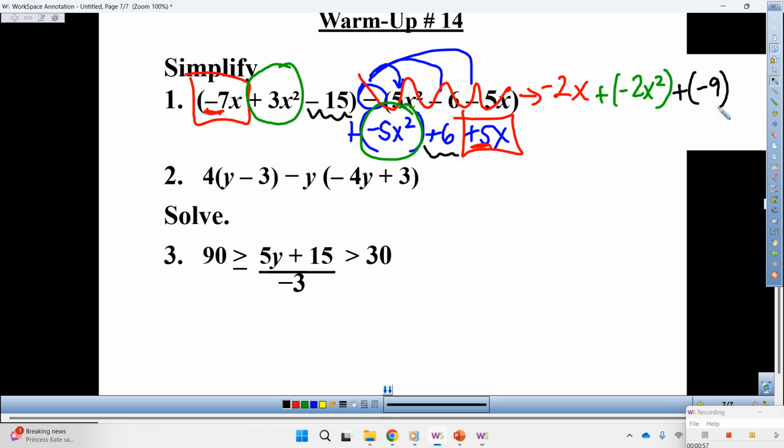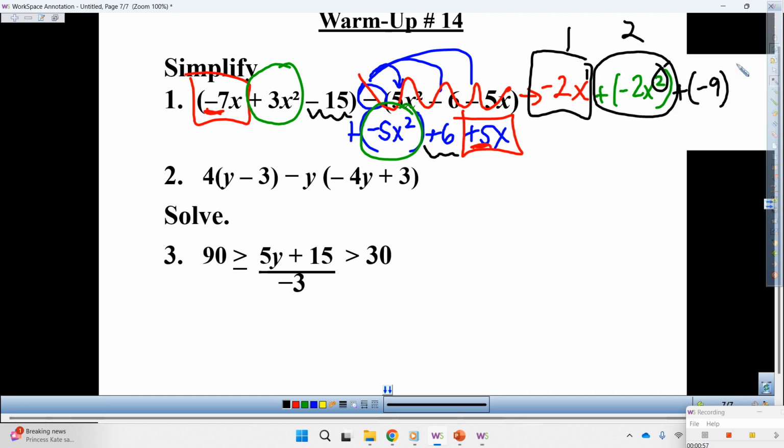What do I need to do, Mario? Yeah, sort them or rewrite them from highest degree to lowest degree. This is 1. This is 2. There's no x, so it's 0. So I write negative 2x squared plus negative 2x plus negative 9. Hands if you got that by yourself.